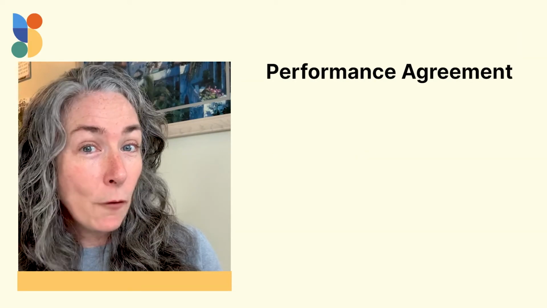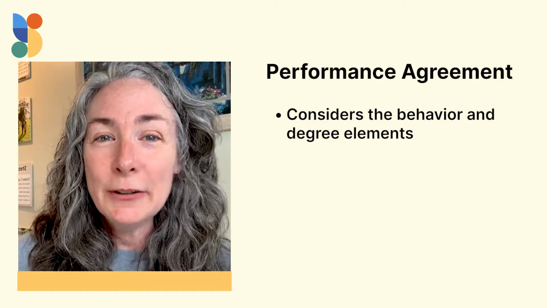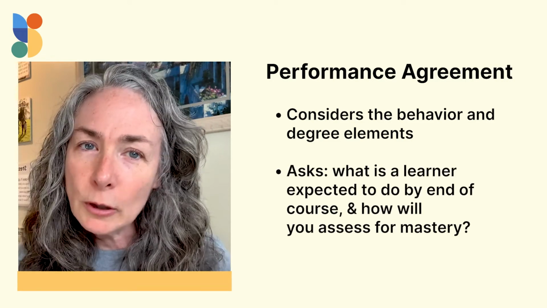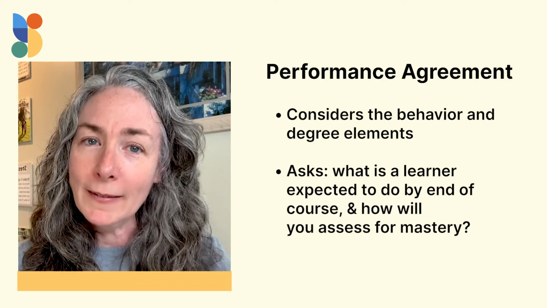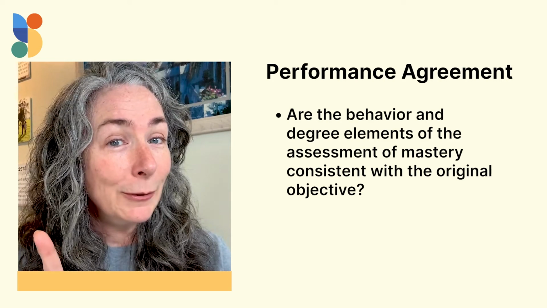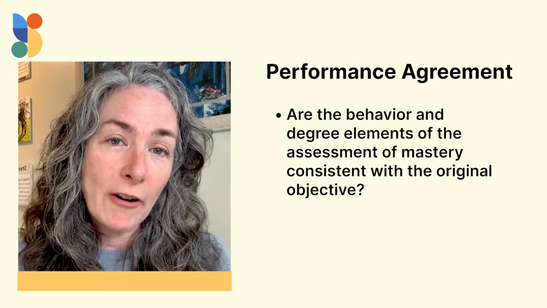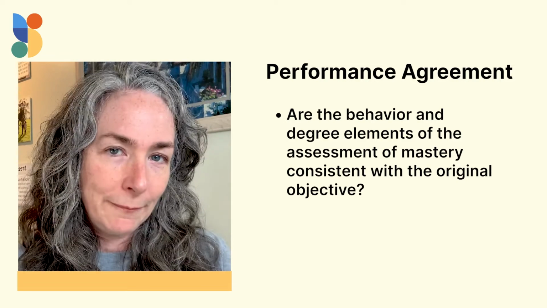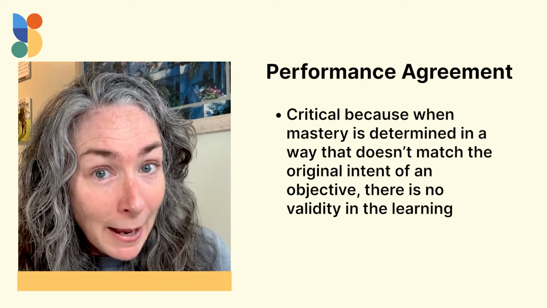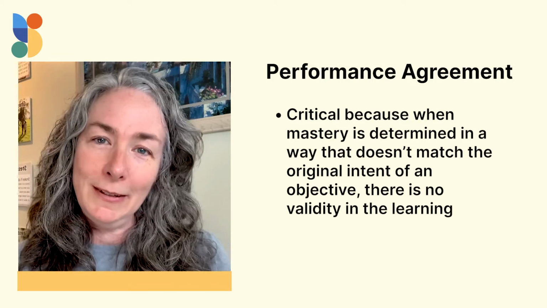Let's talk about performance agreement as it relates to design. Now, performance agreement considers the behavior and degree elements of an objective. It asks the designer, what is the learner expected to be able to do by the end of the course? And how will you assess for mastery? It's important to question whether the behavior and degree elements of the assessment of mastery are consistent with the original objective. Performance agreement is critical because when mastery is determined in a way that doesn't match the original intent of an objective, there is no validity in the learning that the student receives.